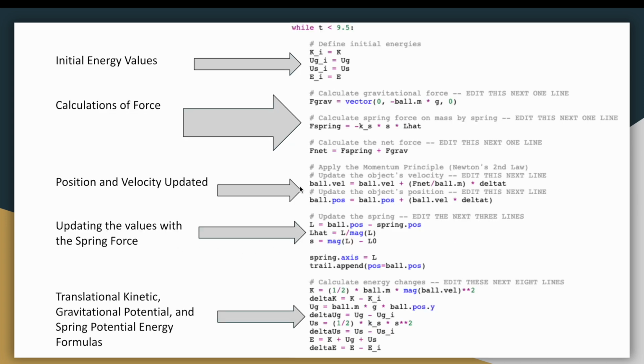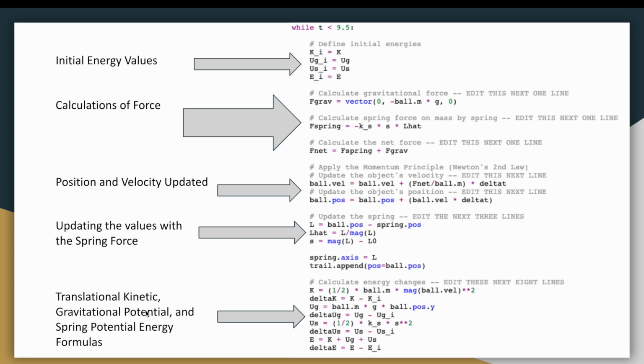And then here we go into the while loop that creates our images, and you can see that we have the first initial energy values. We have the calculations for the force: F net is equal to spring plus gravity. And then we have the position and velocity update formulas, and updating the values of the spring force.